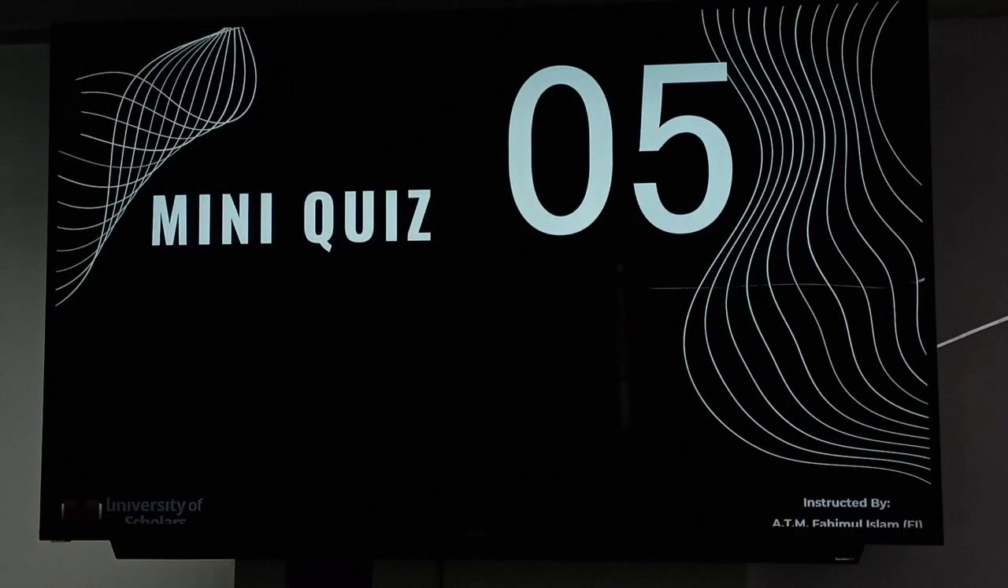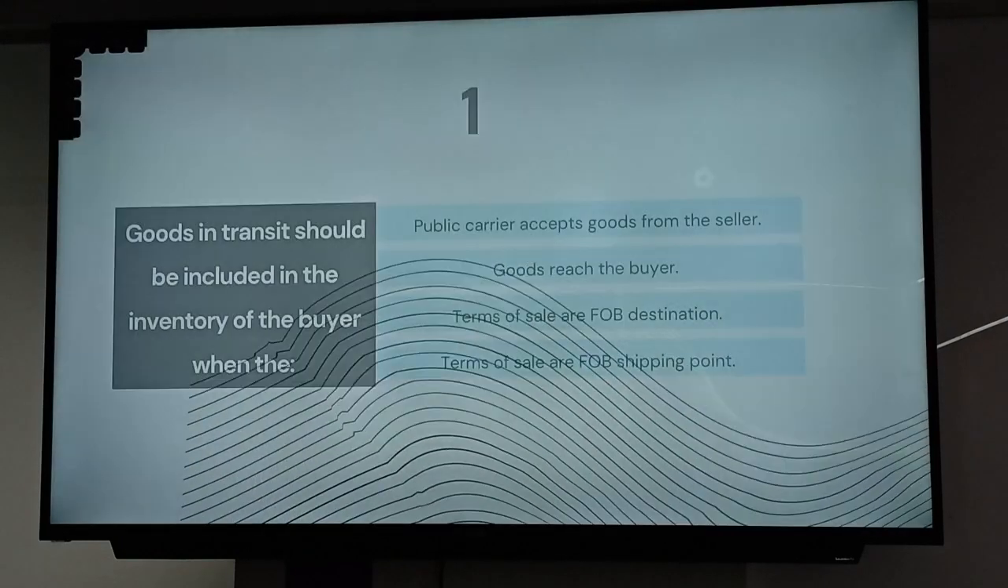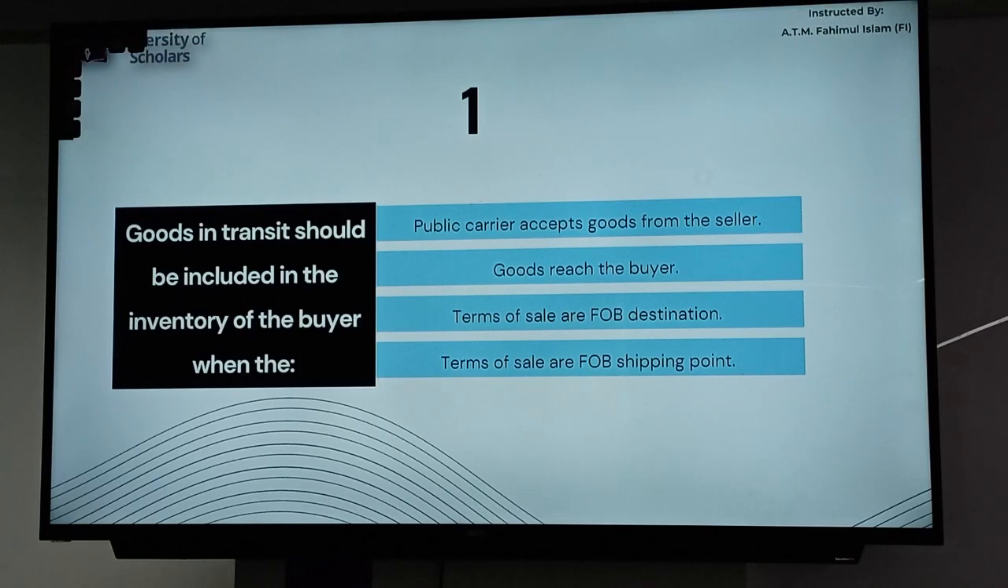Then let's have a mini quiz on our basic concepts. The first one: goods in transit, which is in transport, should be included in the inventory of the buyer when: public carrier accepts goods from the seller, or goods reach the buyer, or terms of sale are for destination, or the terms are for shipping point.